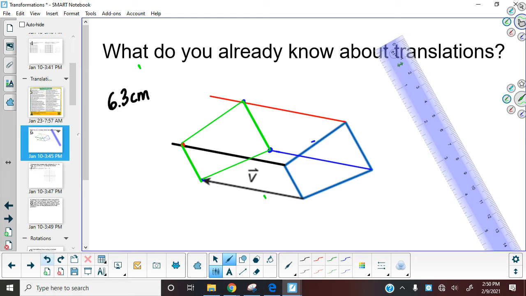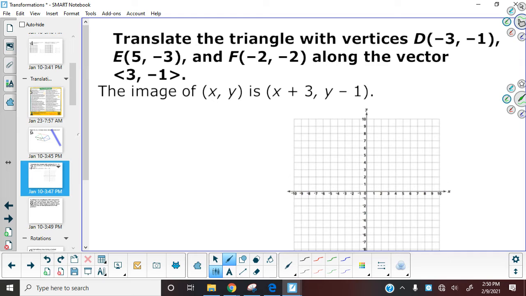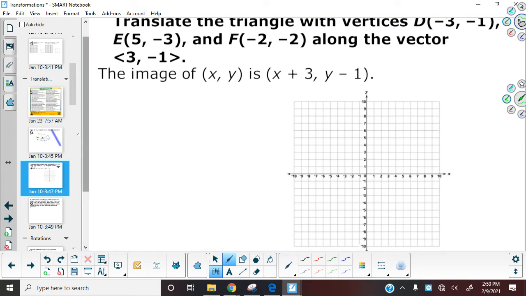All right, so we're going to have you guys practice these a little bit today, but what we're going to look at secondly is considerably easier in my opinion. It says here, translate the triangle with the vertices -3, -1, 5, -3, and -2, -2. So first off, let's graph this.